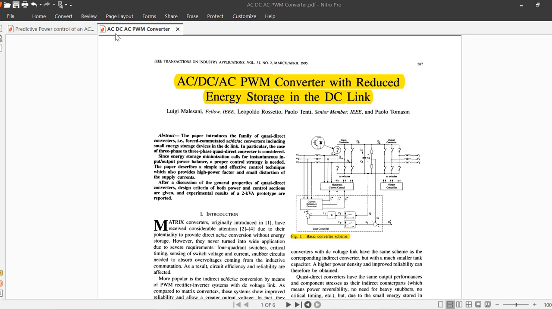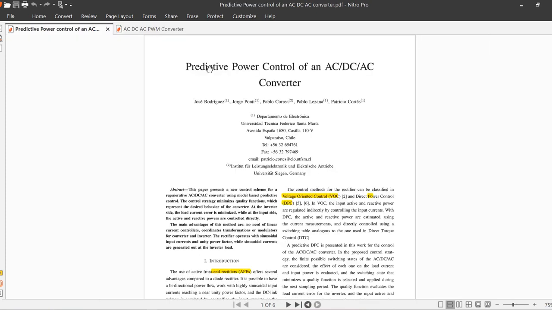To do that, we will see two papers. The first one is the paper on the AC/DC/AC PWM converter with reduced energy storage in the DC link, from my fellow of IEEE. And the second paper is Predictive Power Control of an AC/DC/AC converter, which is a predictive control method, by Jose Rodriguez and others.